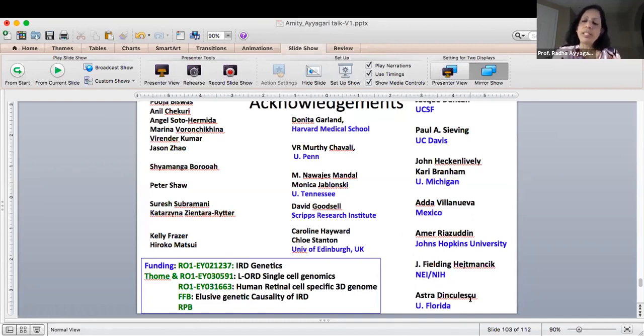And we collaborated with Astra on generation of the AAV vectors and funding for IRD genetics. And then, of course, the late onset retinal degeneration model, which I did not talk more about, the functional studies using single cell genomics. And then the third funding from NIH is to study the human 3D retinal genome maps. And then elusive causality of disease is funded by the Foundation Fighting Blindness. And I really would like to thank you all very much for letting me share our work with you.